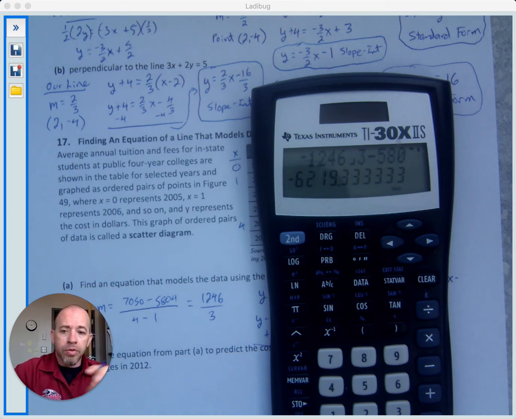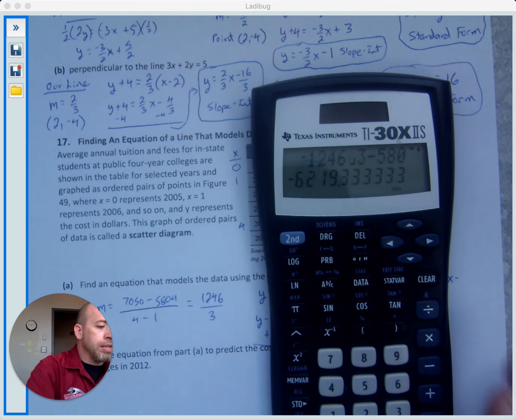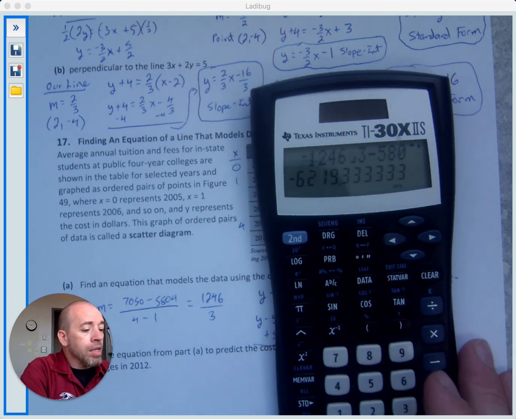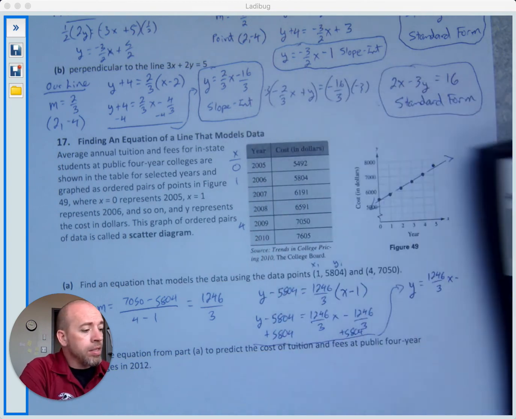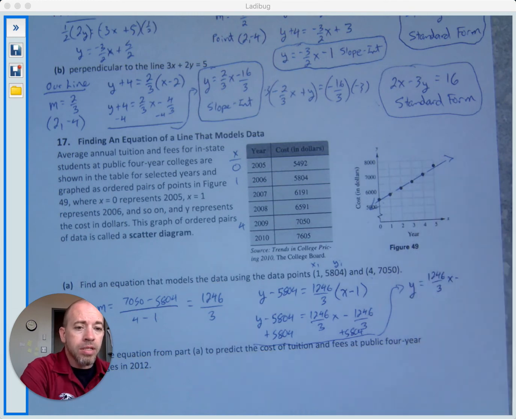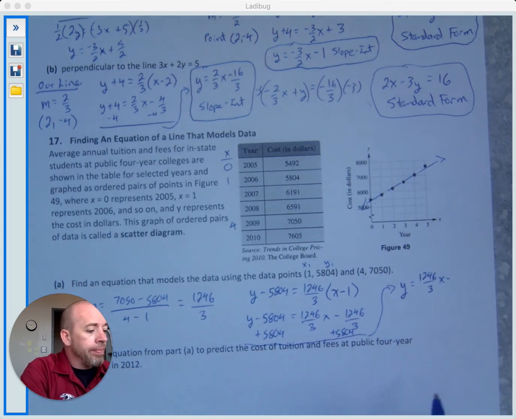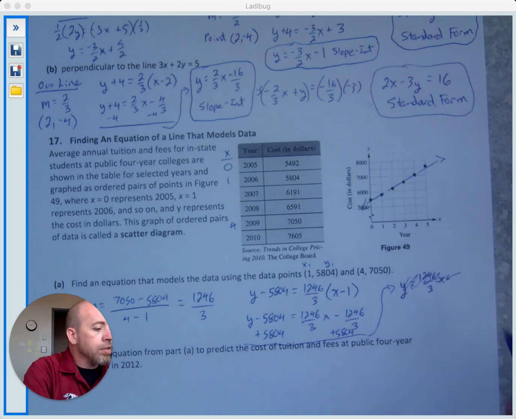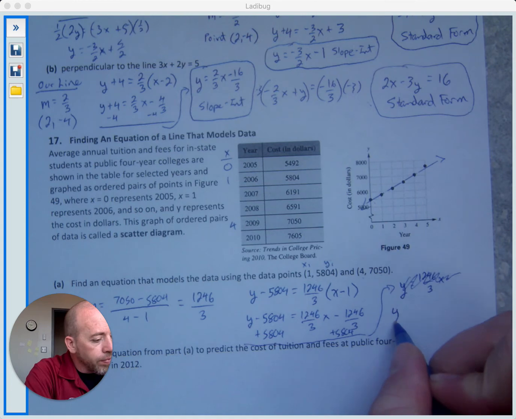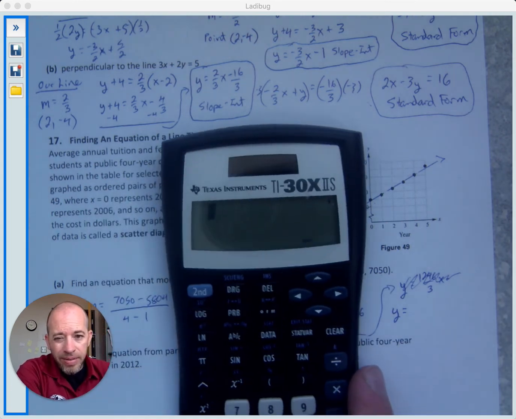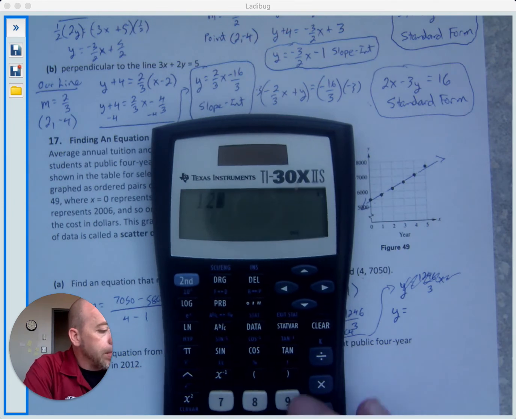Now, do we really care about that 33 cents if you're paying thousands of dollars in tuition? I don't know. And it's an estimate anyway. We're using an estimated line. It's not really fitting the data exactly, so it's just an estimate. So rather than the fractions, let's actually use the nearest dollar. So we take 1246 over 3. And again, MyLab may ask you to round to the nearest cent. Just pay attention to the direction.